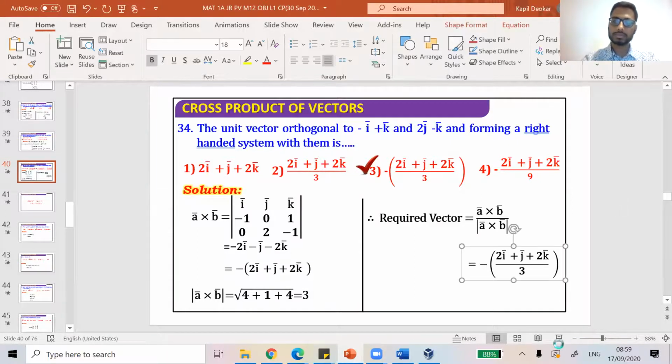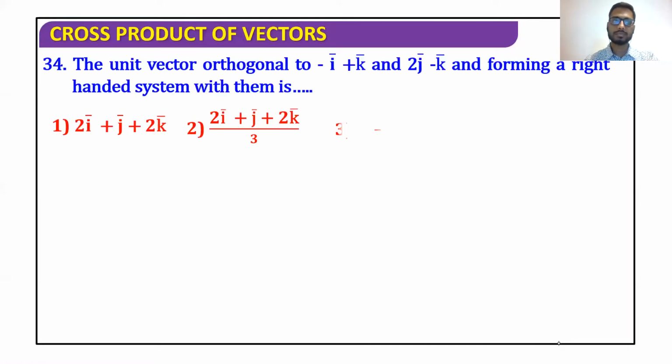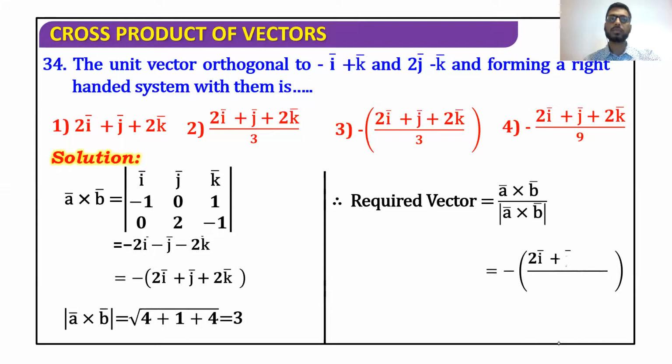So the question over here is: the unit vector orthogonal to these two vectors, minus i plus k and 2j minus k, and forming a right-handed system, is equal to what? The vector that we want is going to be a cross b upon the magnitude of a cross b. So first we need to find the value of a cross b. I can get that easily from my determinant form, and then I can get the magnitude by applying my magnitude formula, which is the square root of x square plus y square plus z square.